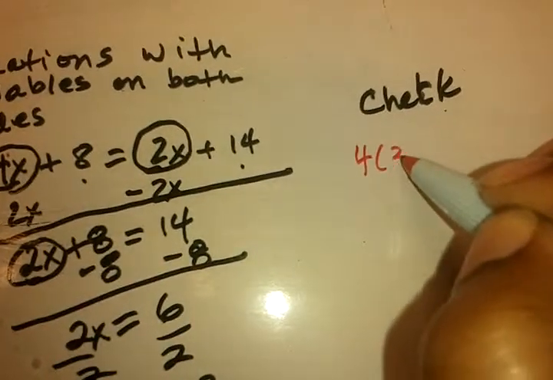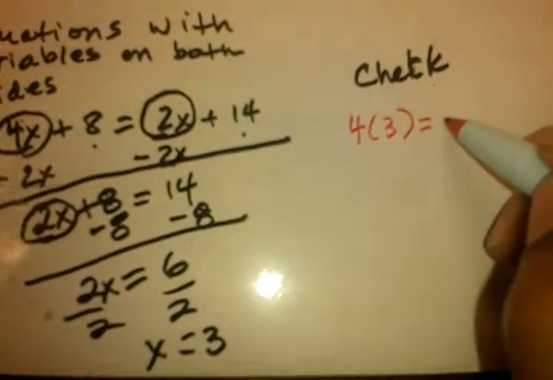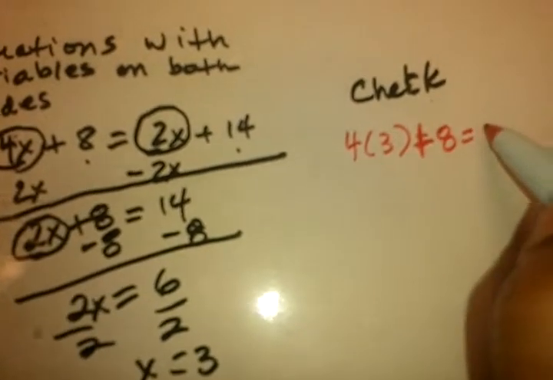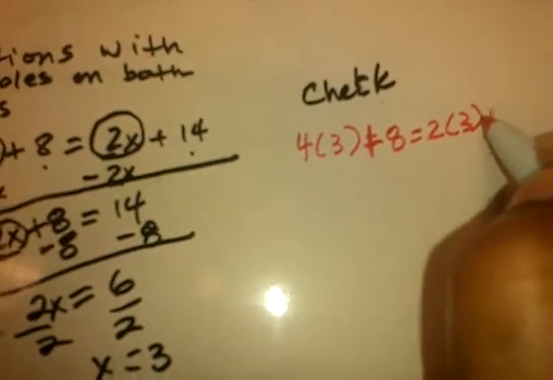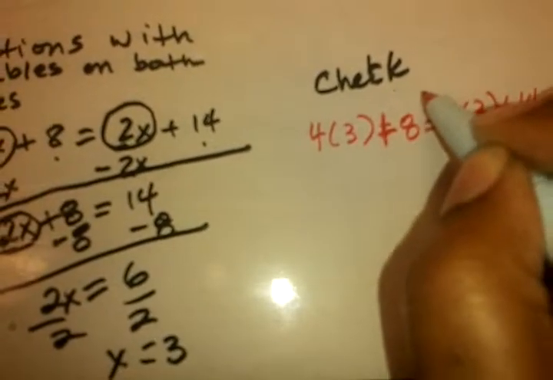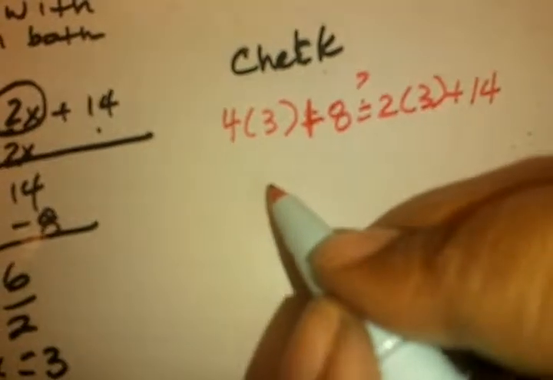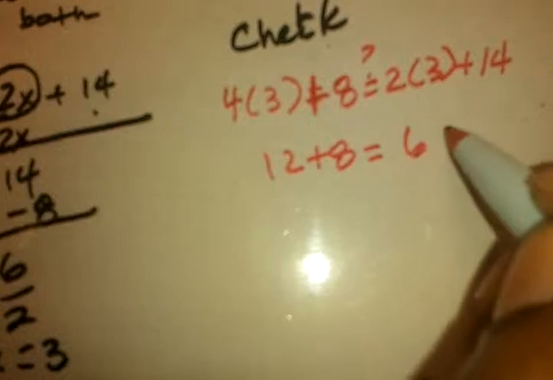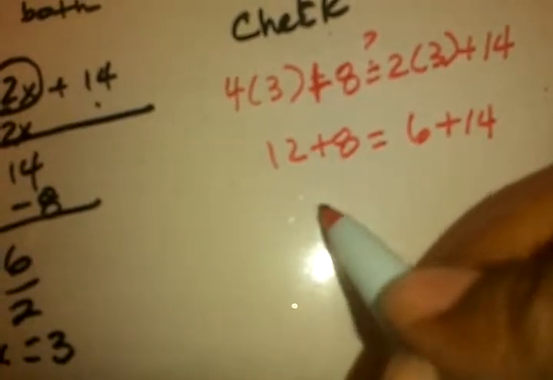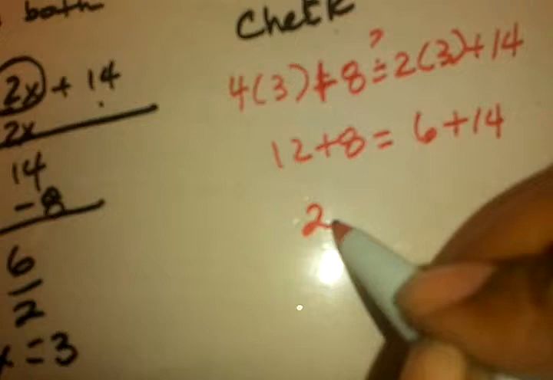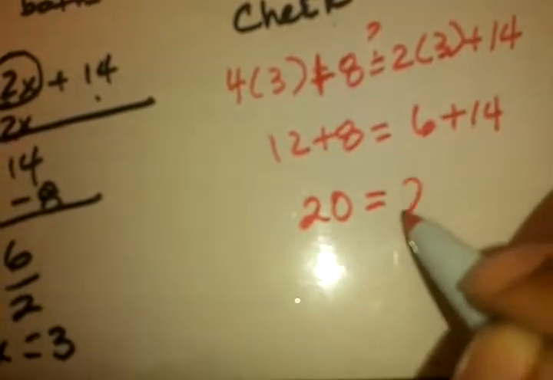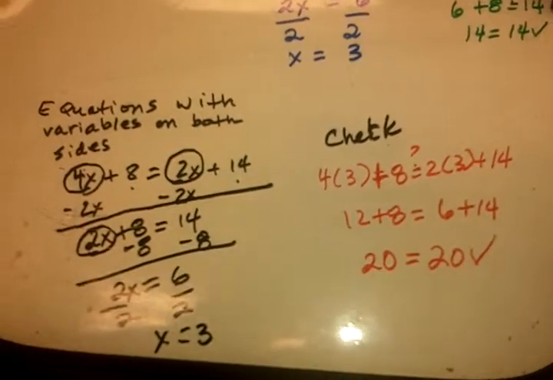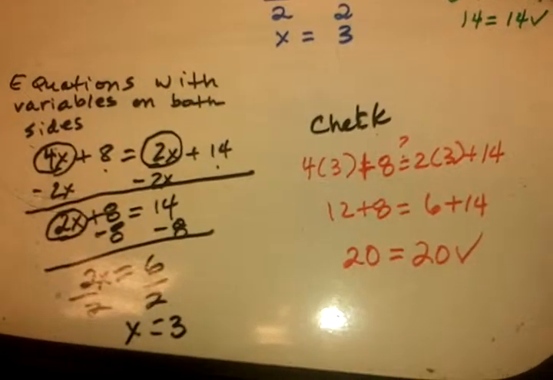4 times 3 plus 8 is equal to 2 times 3 plus 14. I'm going to put a question mark here. 4 times 3 is 12 plus 8 is equal to 2 times 3 is 6 plus 14. 12 plus 8 is 20. 6 plus 14 is also 20. So it checks out. You solved your first equation with variables on both sides.